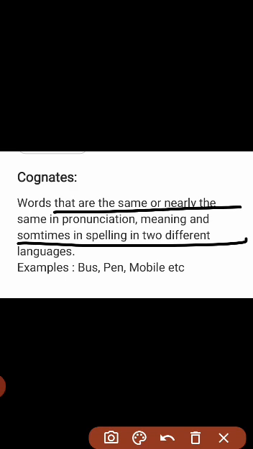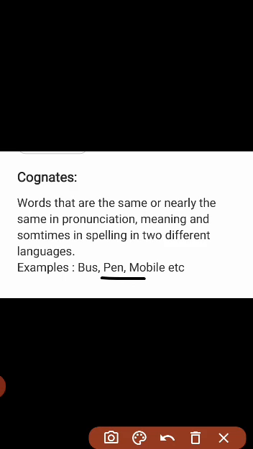For example, bus. Now bus is a word that is called the same in English and in Urdu as well. B-U-S, bus. Now they have the same pronunciation, they have the same meaning, we are talking about the same thing, but the spelling thing cannot be justified here because it has a great difference in the alphabets of the two languages.